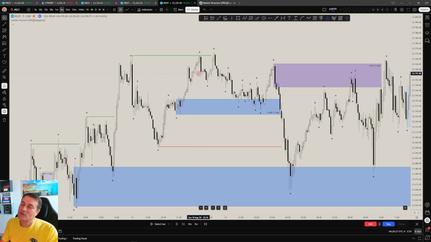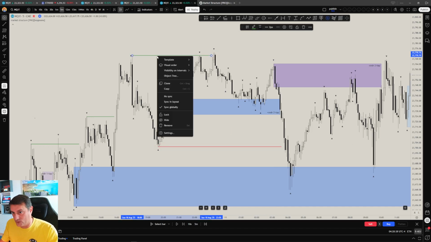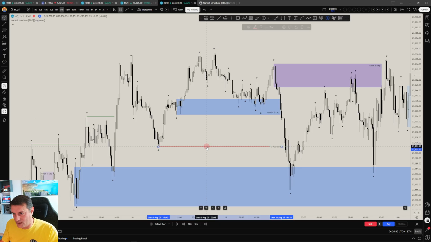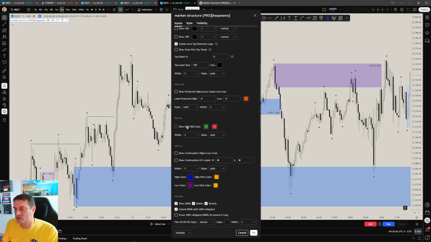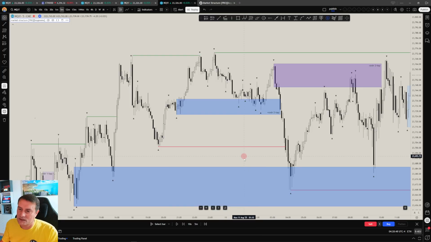Okay, see. So we closed above this level, right? So this now validates the zone. This becomes a protected level, which I've drawn myself, because the indicator is not drawing it for us, but it can. So if you want to show the breakout structure or market structure lines, you will see that the indicator is tracking the same thing that we can do with our eyes.